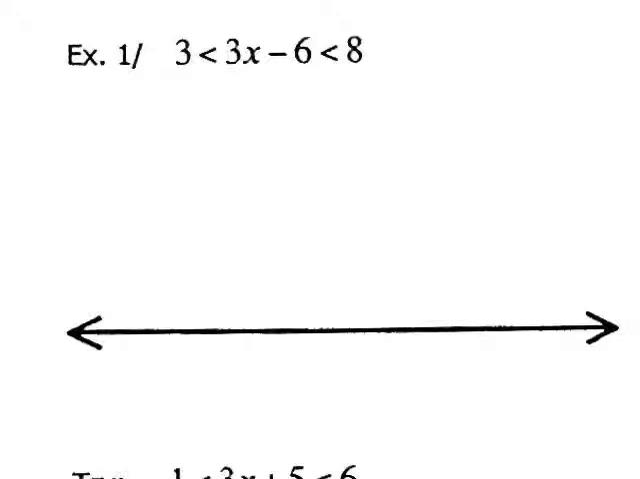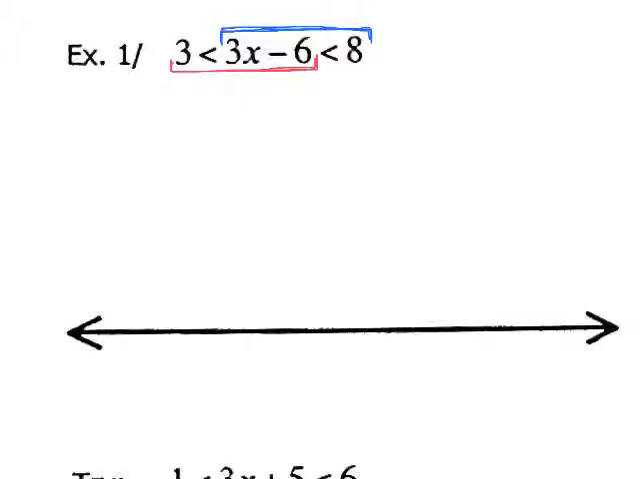So watch what I do here. So 3 is less than 3x minus 6. There's one inequality. And I'm going to do the other inequality in a different color. So 3x minus 6 is smaller than 8. So there are my 2 inequalities. So go ahead and do that on your paper. So put your little brackets in. Notice the 3x minus 6 goes with both of them.